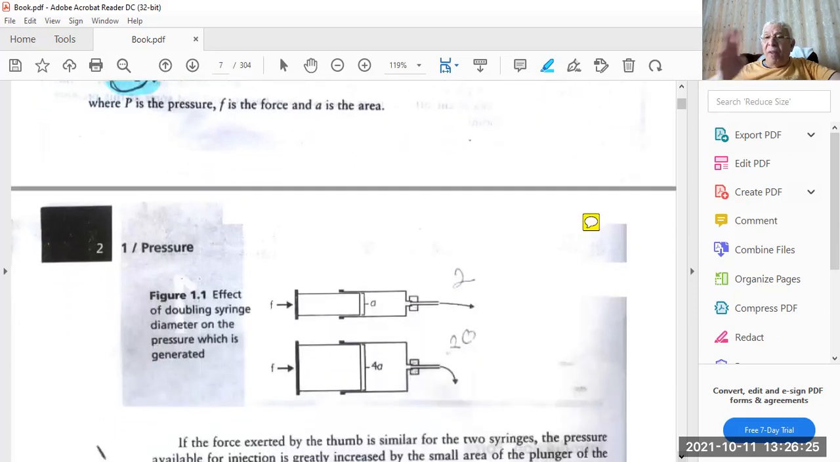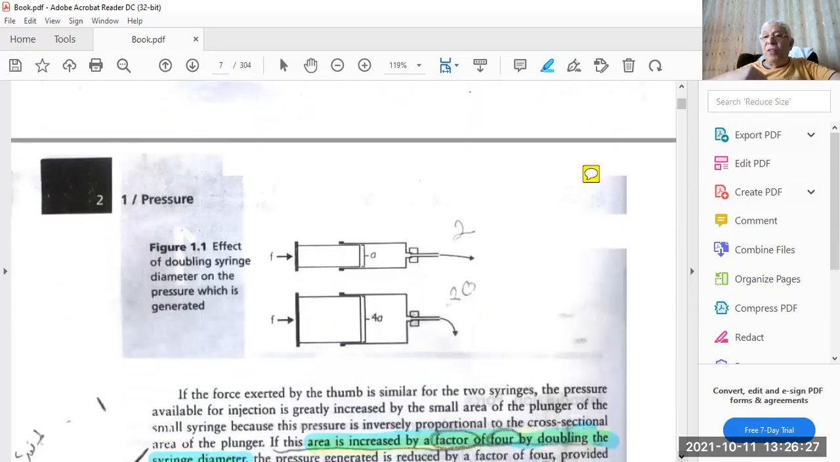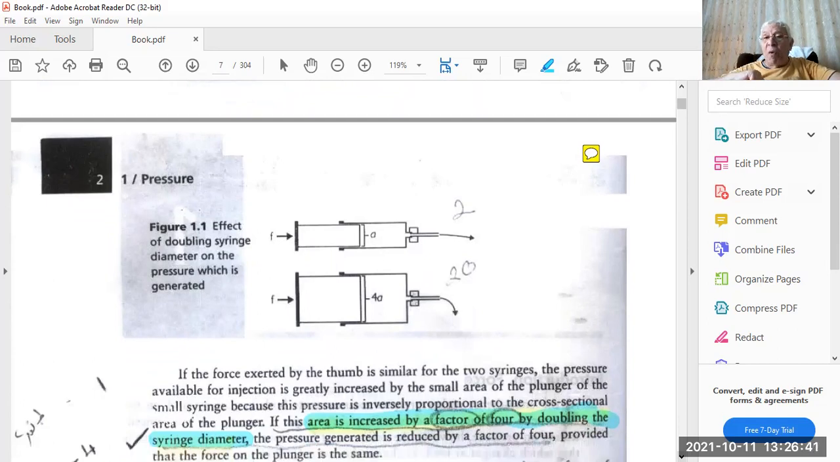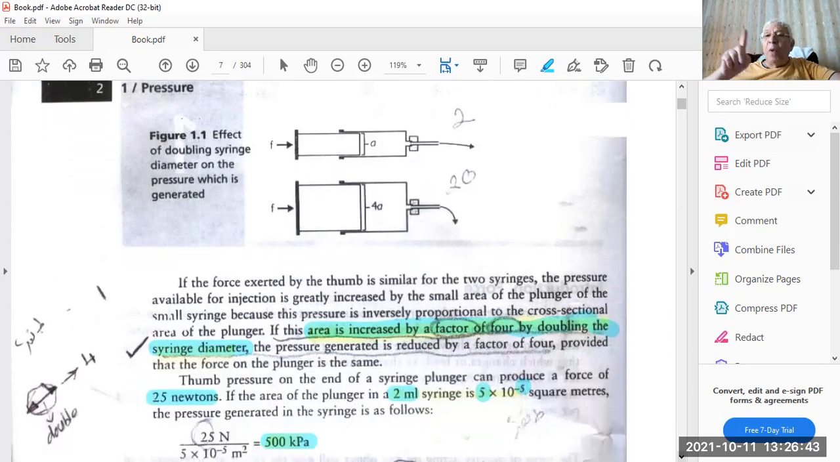Clinical application. The first clinical application, we can have 2 syringes, as we can see. If we apply a force of 25 Newton over both of them at the same time, definitely the small one will yield much more pressure, as we can see from the figure. Why? Of course, because we are dividing a force over the surface area, which is definitely much bigger in the small syringe.